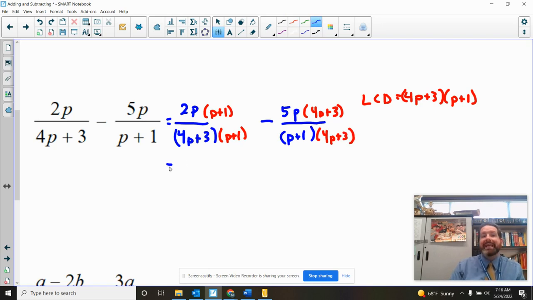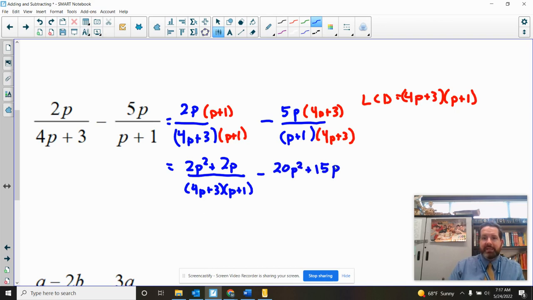It is worth writing these steps out to make sure that you don't do something incorrectly. Distribute on the top here. 2p times p is 2p to the second, plus 2p times 1. That's over the common denominator of 4p plus 3 times p plus 1. Leave that as a minus for right now. Now distribute 5p times 4p. That's 20p to the second, plus 15p, and that's all over the common denominator.